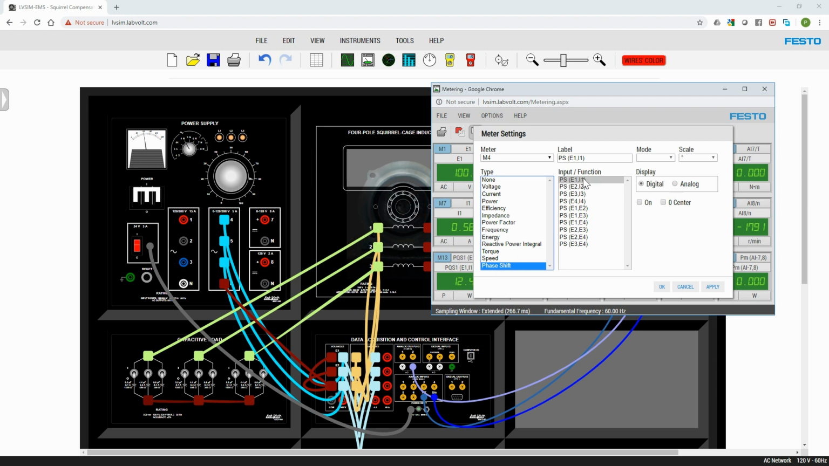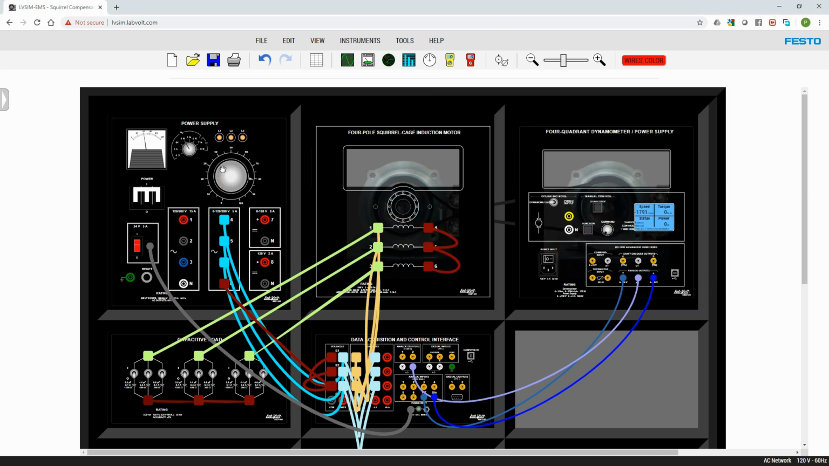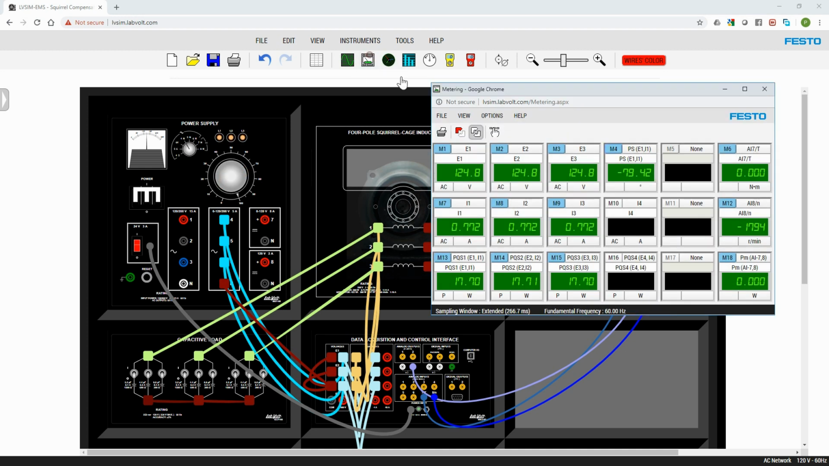Let's look at the phase shift between E1 and I1 right now. If I turn that meter on, I see that I have minus 78 degrees. So it's close to 90 degrees because I have no mechanical load, so almost no active power into my system. You can extract the measurements from there. And if I go to 100% of my voltage here, I see that I'm at 80 degrees.